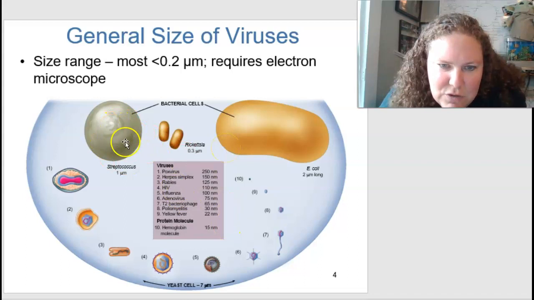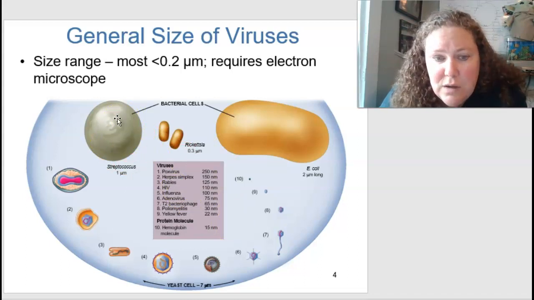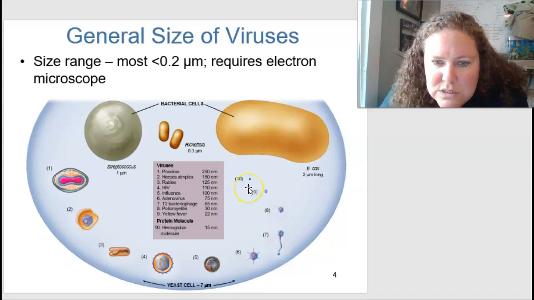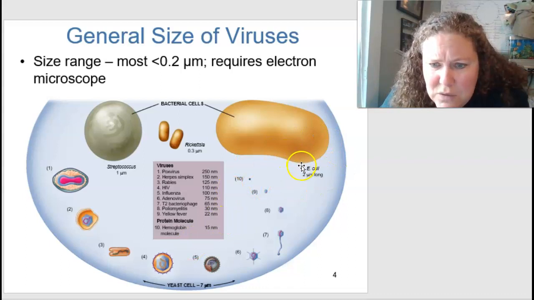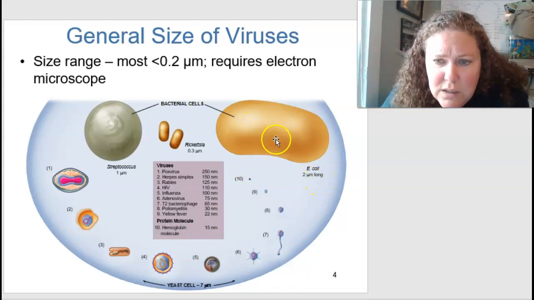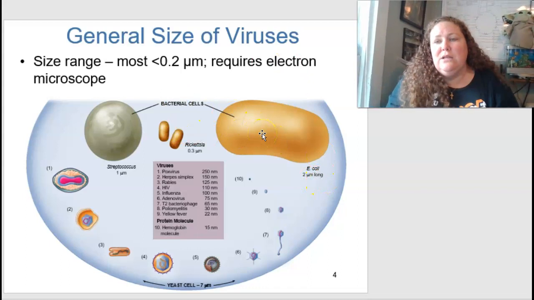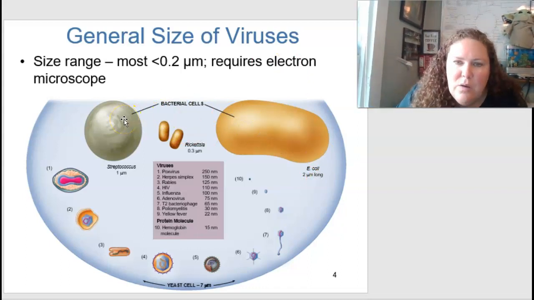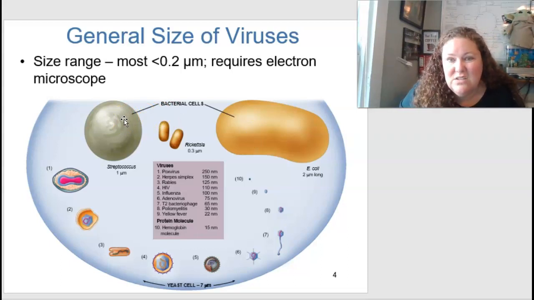So we have Staphylococcus, which we've looked at underneath the microscope already in the lab, right? So we have the pox virus, the herpes simplex virus, rabies, HIV, influenza, the adenovirus, T2 bacteriophage, all the way down to a hemoglobin molecule, which is in a blood cell, right, which is about 15 nanometers. And E. coli is actually big, about 2 microns long, where again the strep is about 1 micron. So you can see that viruses are really small.